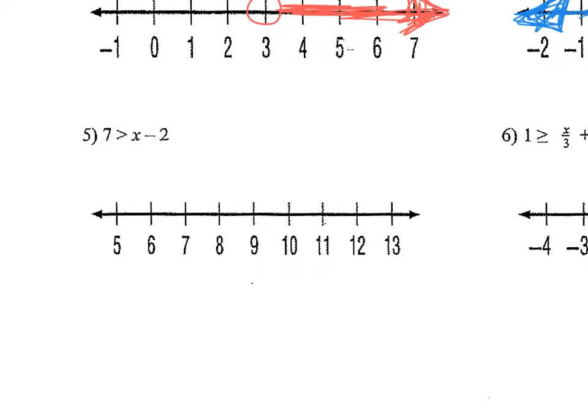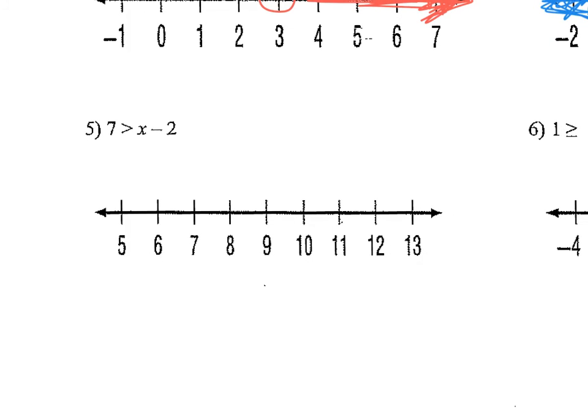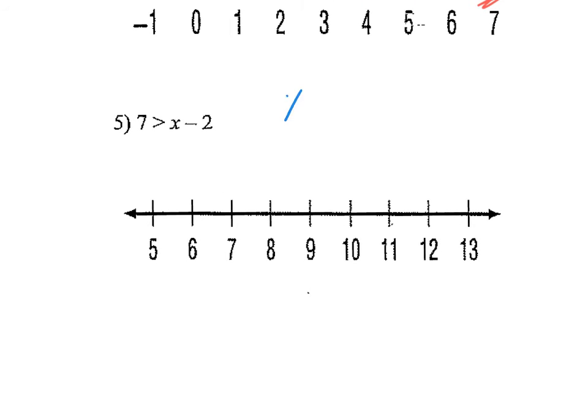Number 5, same thing. I want to rewrite the problem because I want my variable to be on the left side. So I'm going to put x minus 2, and my alligator mouth is open toward the 7. So I'm going to rewrite it that way, where the alligator mouth opens up toward the same thing.